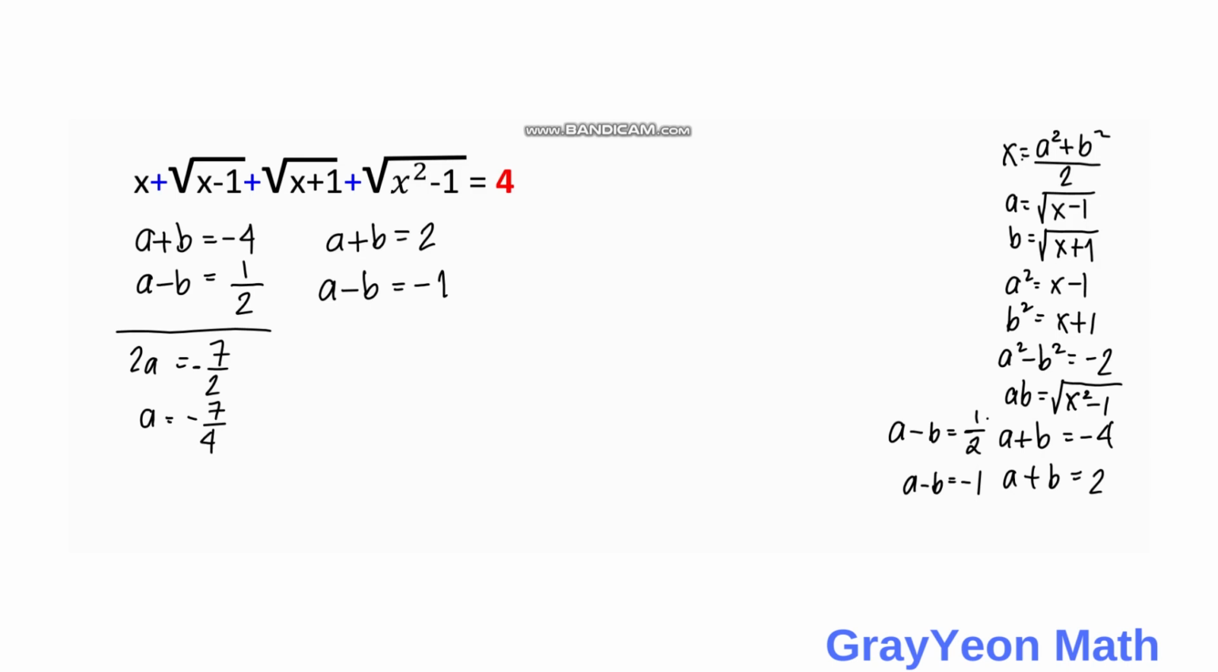And next is we find b. And b is just equal to a minus 1 half. And that is, b is equal to a, which has a value of negative 7 over 4, minus 1 half, or we can say that this is 2 over 4. Then we have the value of negative 9 over 4 for b.